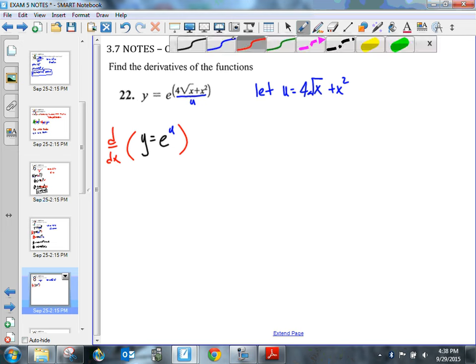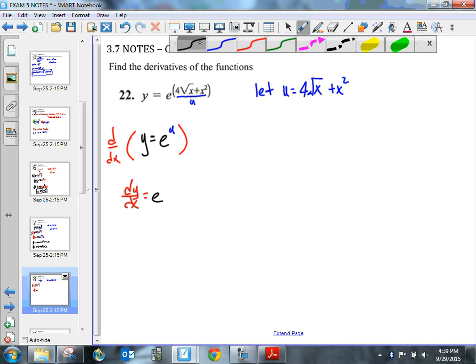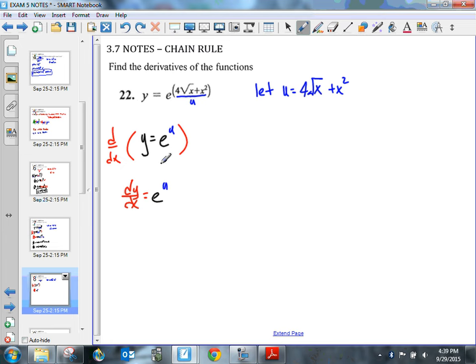And so when I take my derivative with respect to x, I end up getting dy/dx is equal to, and then I'm going to get e to the u. The derivative of e to the u is just e to the u, but then because the x and the u don't match, okay, because I'm using the chain rule and I have an inside function, I have to multiply by the derivative of my inside function, so multiply by u prime.